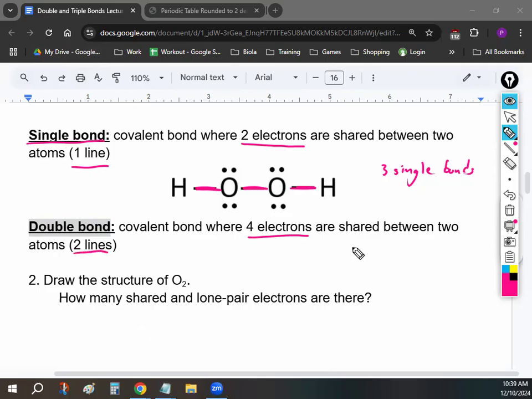So for example, this is a molecule that has a double bond: you'll have 2 elements and you'll have 2 lines in between them. Write down "double bond" just so you have that as a reference. It's 4 electrons being shared, and you draw it by drawing 2 lines in between. So a single bond is 1 line, a double bond is 2 lines, and there's an example up there if you want to see what it looks like.